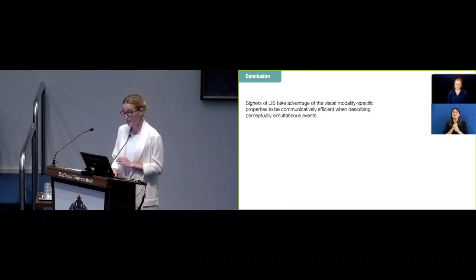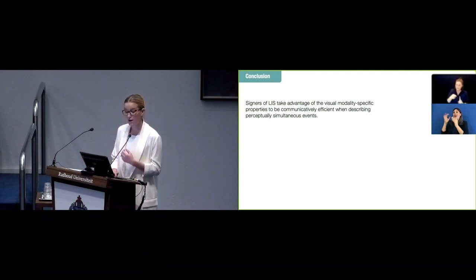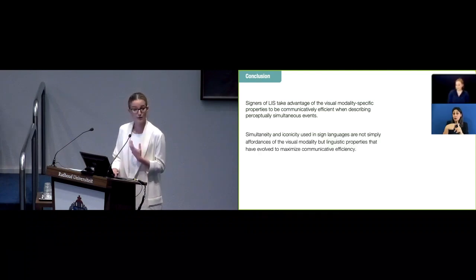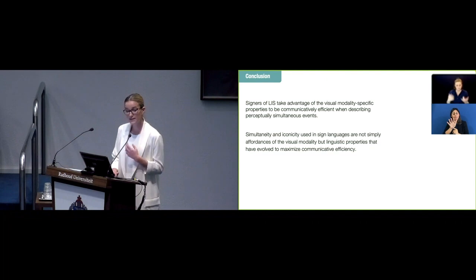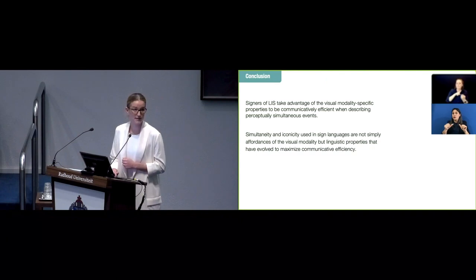To conclude, in my dissertation, I show that signers of lists take advantage of the visual modality-specific properties to be communicatively efficient when describing perceptually simultaneous events. Furthermore, I show that simultaneity and iconicity used by list signers are not simply affordances of the visual modality, but linguistic properties that have evolved to maximize communicative efficiency.